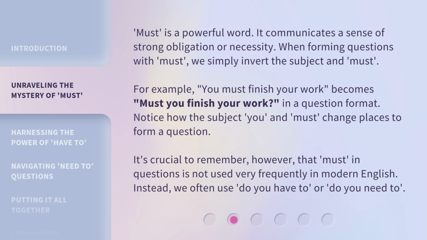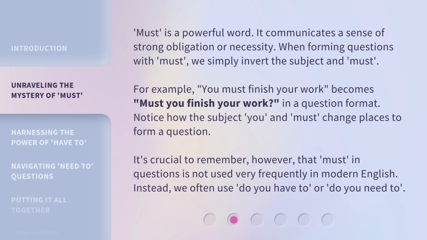Must is a powerful word. It communicates a sense of strong obligation or necessity. When forming questions with must, we simply invert the subject and must. For example, you must finish your work becomes, must you finish your work, in a question format. Notice how the subject, you, and must change places to form a question.